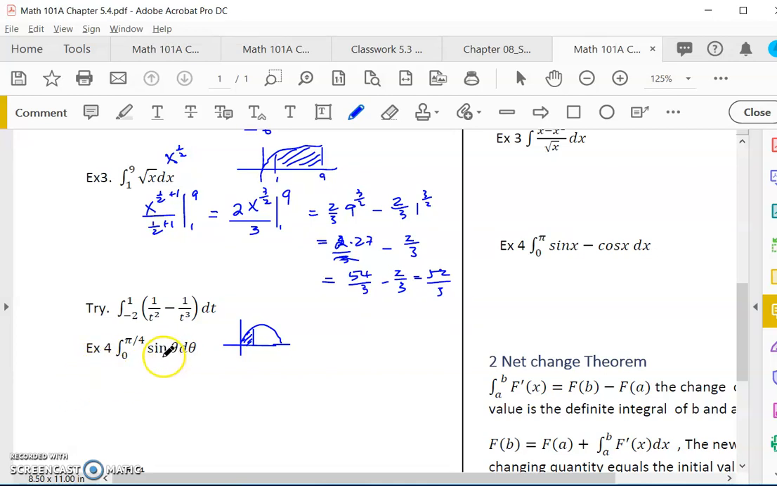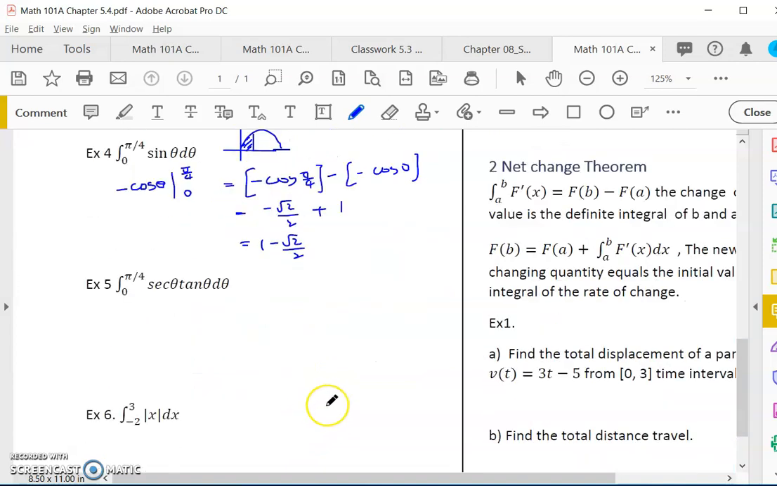So I do the antiderivative of sine theta. What is it? It's negative cosine theta. And I need to plug in from 0 to pi over 4, right? So negative cosine pi over 4 minus, just keep track of the sign, minus negative cosine 0. Negative cosine pi over 4 will be negative root 2 over 2. Minus minus is plus. Cosine 0 is 1, so that is 1 minus root 2 over 2. For the exact value, you just leave it that way.